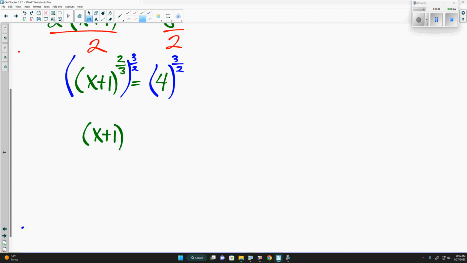Because if we multiply these together, powers of powers multiply, the numerators would multiply with the numerators. So 2 times 3 is 6. Denominators with denominators. 3 times 2 is 6. Well, what is 6 over 6? 1. So this here really just reduced to 1, which in essence leaves us with x plus 1.